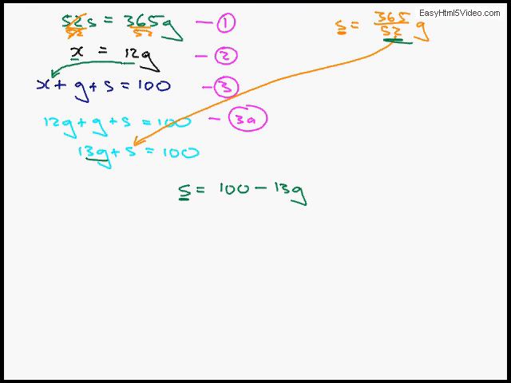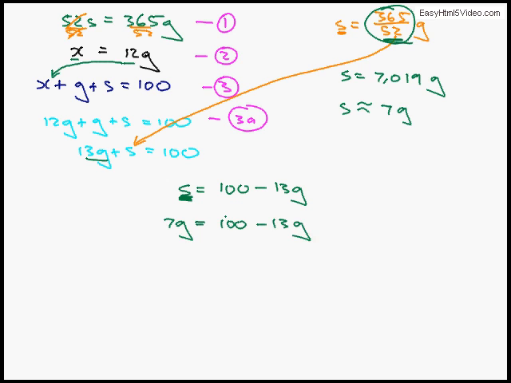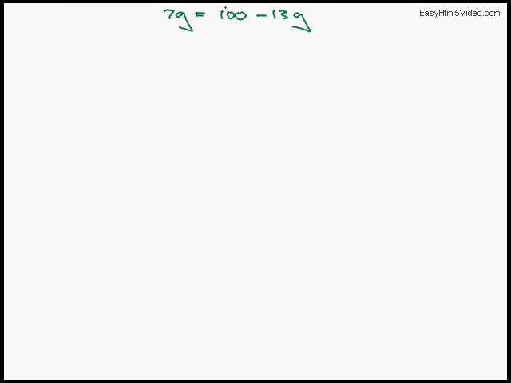And then we take that S and we make it equal to this, which is then 365 divided by 2, which means, if you look at it there, S is equal to 7,019g. That's the answer of that division. But working with such decimals in terms of a story sum is not always ideal. So let's round this to S is equal to 7g. So in that S, we can then say 7g is equal to 100 minus 13g. And there we have a very nice linear equation with one variable.